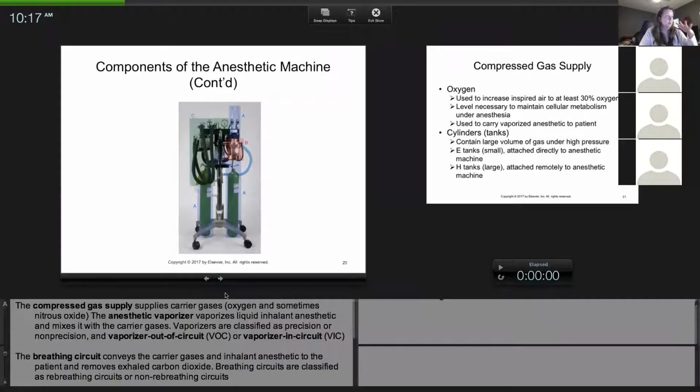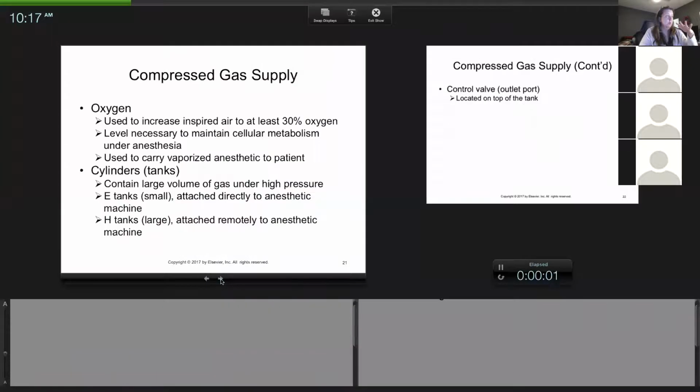So I'm going to go through these different parts. The main thing is, remember, oxygen is our carrier gas. And on room air, oxygen is 21%. You would have to run at least, yes, I'm recording. Thank you for reminding me. You have to run at least 30% to maintain metabolism. You are running 100% oxygen. So we're more than meeting metabolism, but they are used to carry gas.